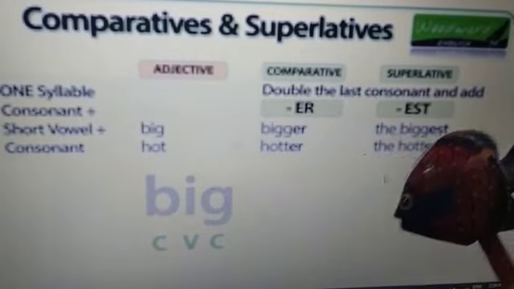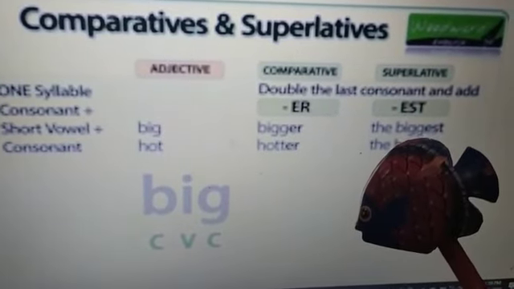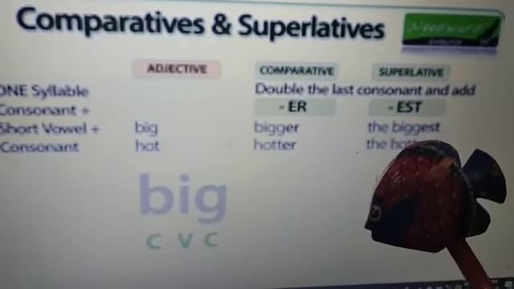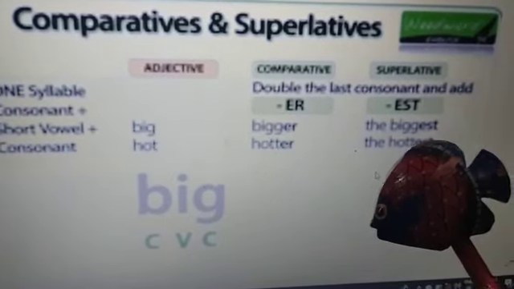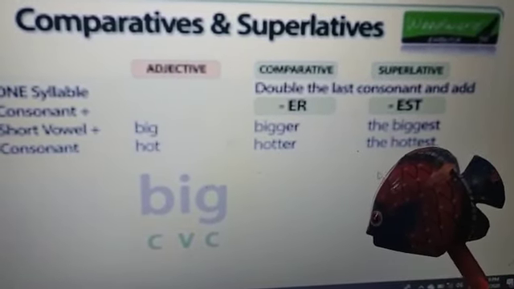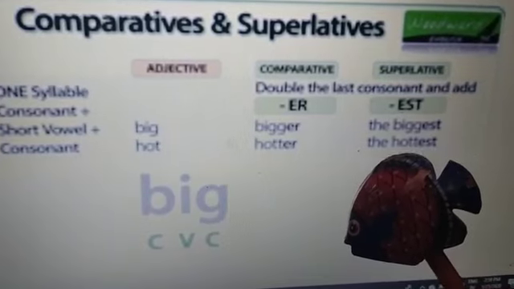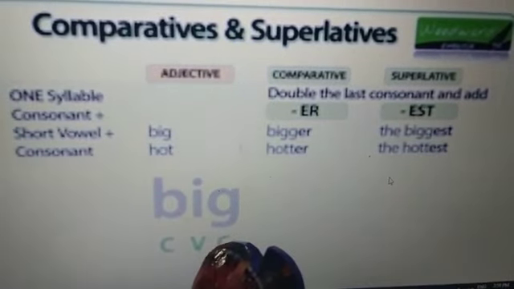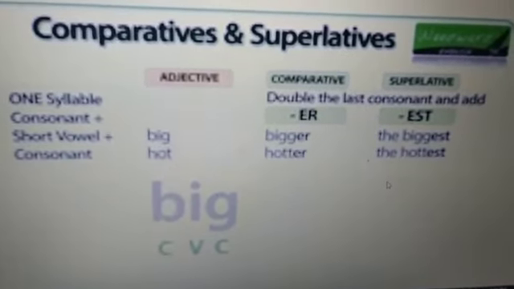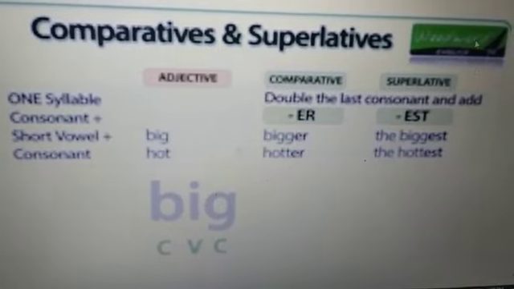And superlative, biggest, we double the G, and then EST we have added, the biggest. And then hot, we have doubled the T, and then hottest, in CVC sound, one syllable. More examples we can see.